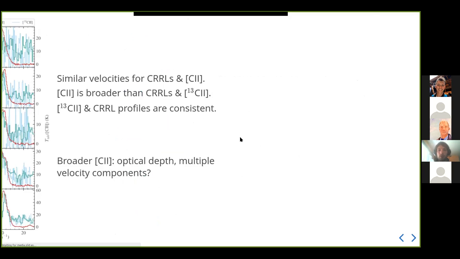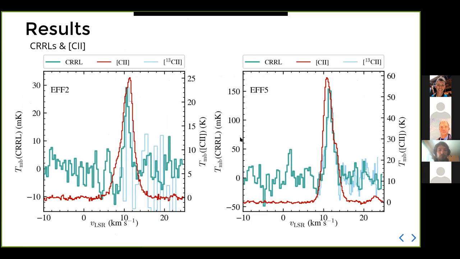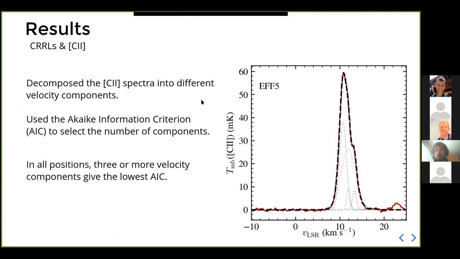And that's something that we tried to answer. Here this shows better the lines and how the 13C+ and carbon radio recombination lines agree remarkably well, but not so much with this composite C+ profile. The reason why I call it composite is because since it has all these shoulders, it is likely that it's composed of multiple velocity components, and that's one of the things we investigated.